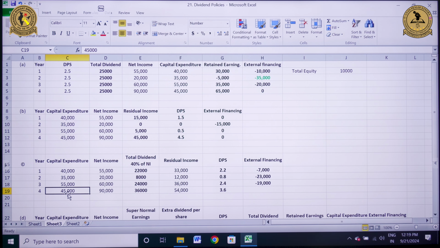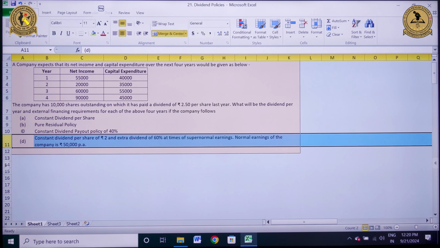And in year 4, the capex is 45,000 and the residual income is 54,000. Since the company can easily meet its capital expenditure requirement from its residual income, the external financing will be 0 in this case.